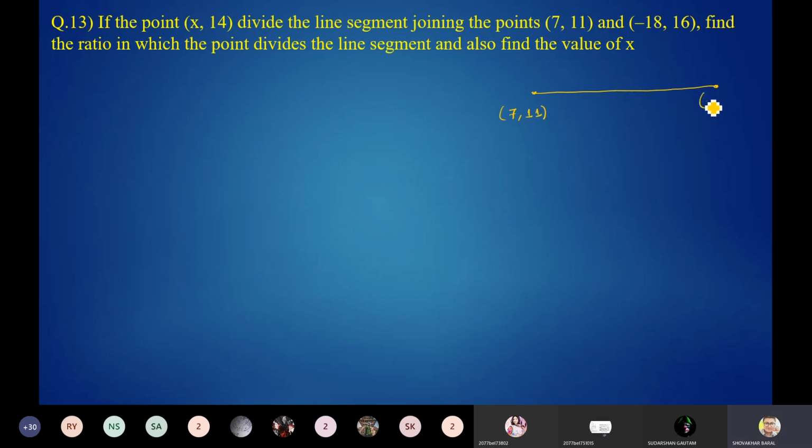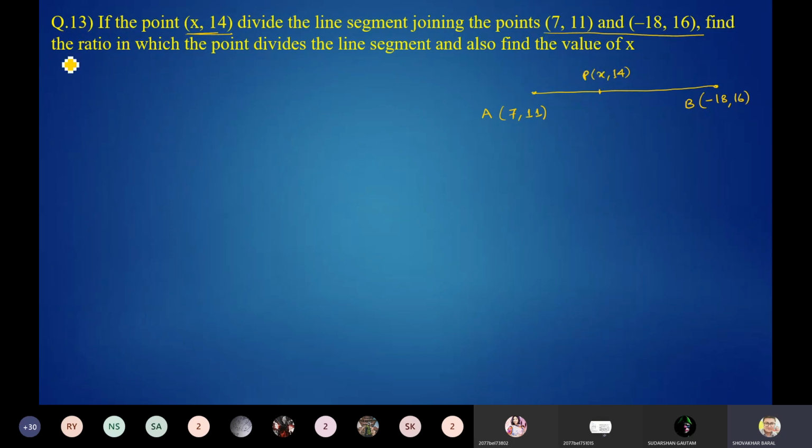7, 11 and -18, 16. These are the 2 endpoints of the line segment. Let me suppose it is A and B. There is a point in between A, B, a point x, 14, that divides the line segment. So P is x, 14. Let us suppose it is the middle point in between A, B. And this point is going to divide this line segment in some ratio.